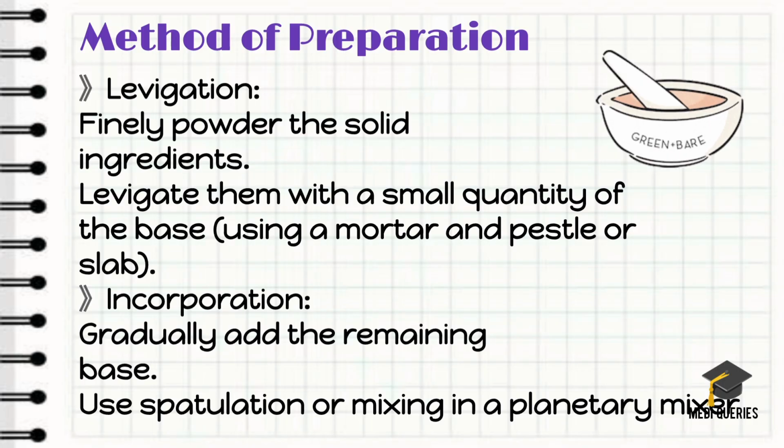Next is levigation. Wet the solid powders with a small amount of the base to form a smooth paste and reduce grittiness. Next is incorporation. Gradually add the remaining base while continuously mixing to get a uniform product. And then homogenization.